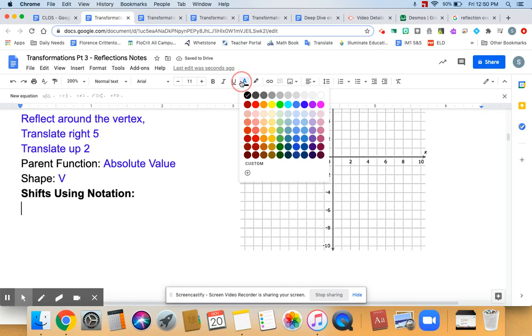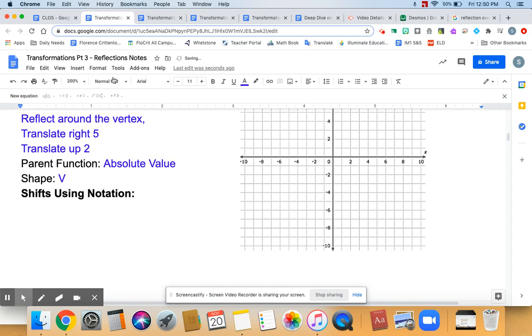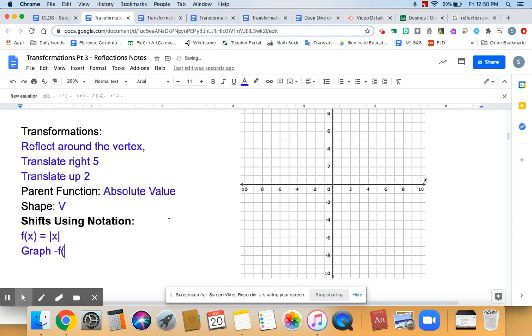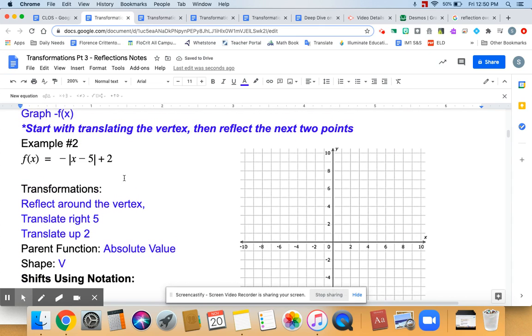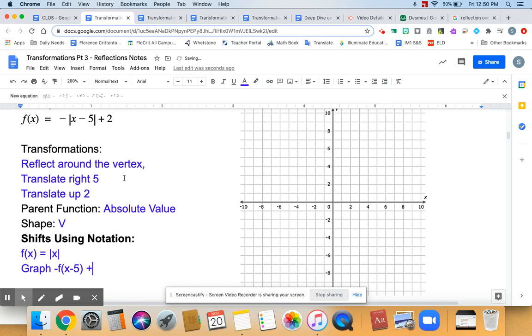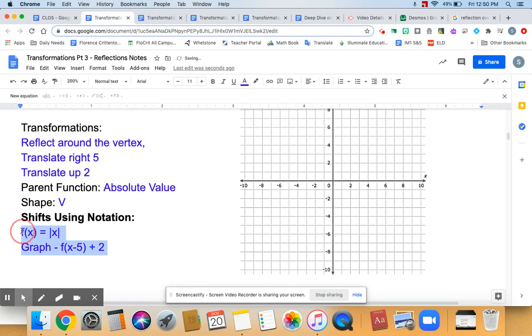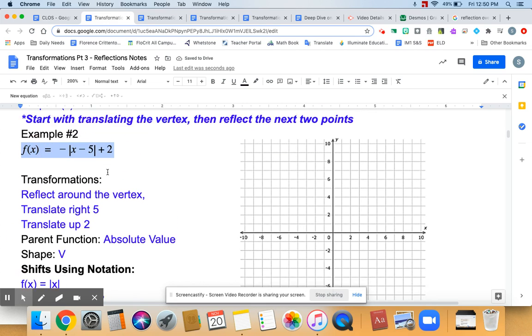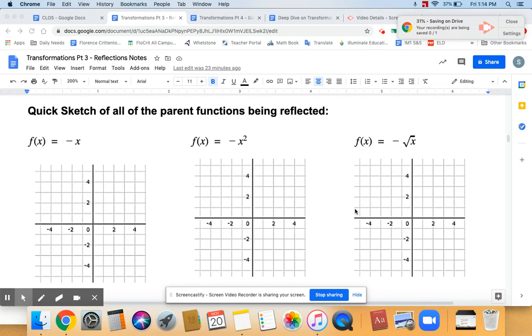The shifts of this equation, using notation, would be that they would say f of x is the absolute value of x. Therefore, you're going to graph, and then the negative in front for the reflection, then f of x, the absolute value, and then the minus 5 in the parentheses, then the plus 2 after the parentheses. So this means the exact same thing as this up here. It's just written differently. So before ending the notes, I'm going to quickly show you all of the parent functions with nothing else but reflections, so you can see how their shape changes.